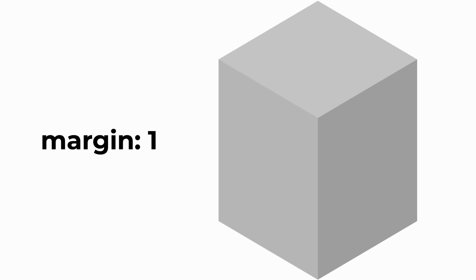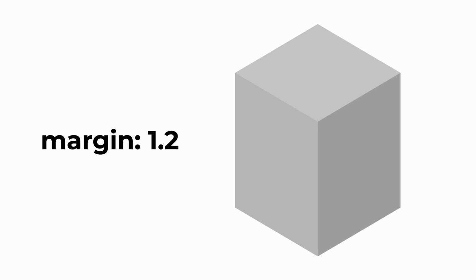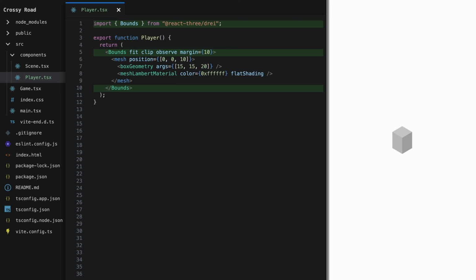If the margin is 1, the child component fills the entire screen while keeping their proportion. If the margin is, let's say, 1.2, then there's a 20% margin around them. If the margin is 10, like in our case, the visible area is 10 times the size of the child components. The Bounds component also sets the camera target to look at the center of this bounding box. In this case, it's going to look at the center of the player.